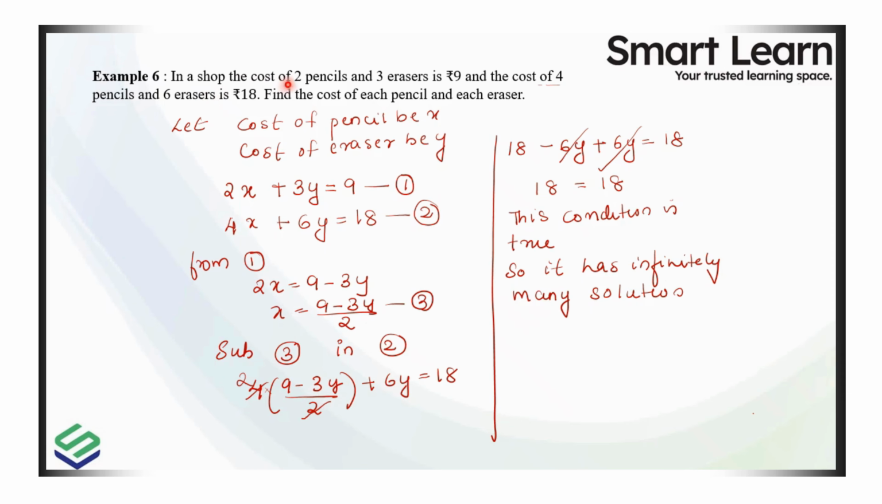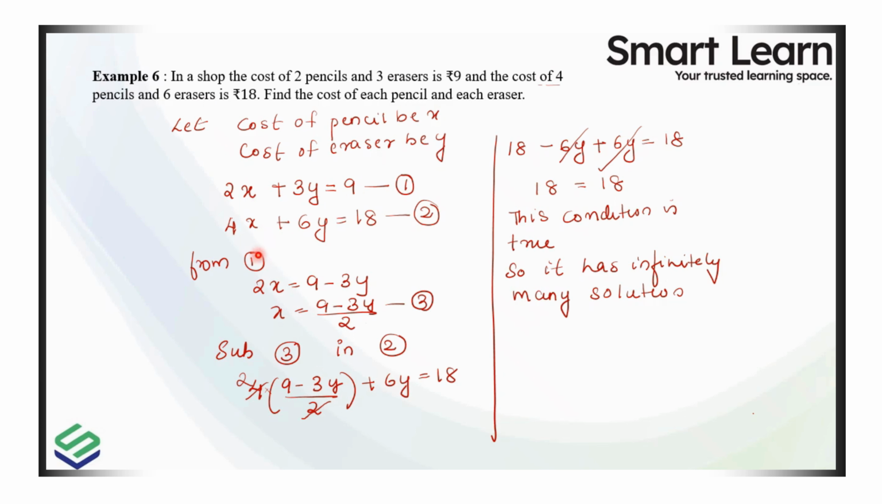Here is one word problem. In a shop, the cost of 2 pencils and 3 erasers is 9, and the cost of 4 pencils and 6 erasers is 18. Find the cost of each pencil and each eraser. Let the cost of a pencil be x and the cost of an eraser be y. So 2 pencils gives 2x plus 3y equals 9, and 4x plus 6y equals 18.